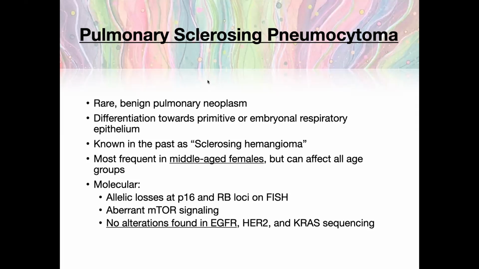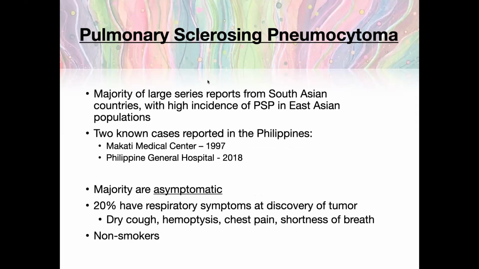It is most frequent in middle-aged females, but can affect all age groups. Molecular alterations include allelic losses at P16 and RB loci on FISH, aberrant mTOR signaling, but no alterations were found in EGFR, HER2, and KRAS. The majority of large series reports come from South Asian countries with high incidence of PSP and East Asian populations. Upon research, there were 2 known cases reported in the Philippines. One is from Makati Medical Center, reported in 1997, and Philippine General Hospital in 2018.